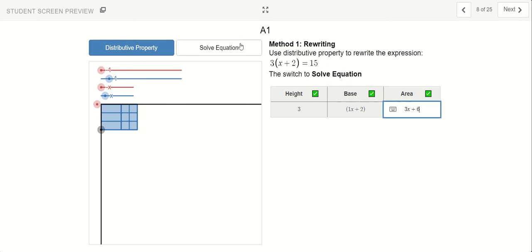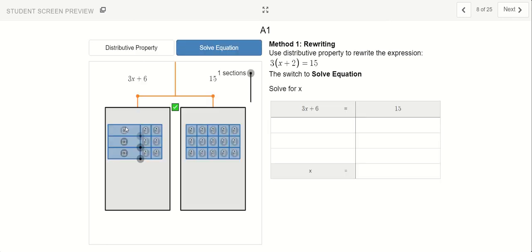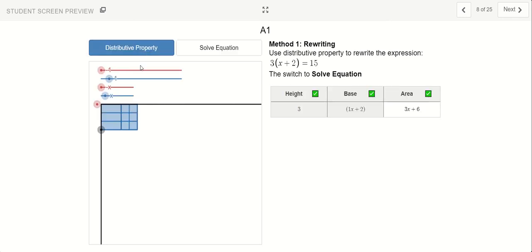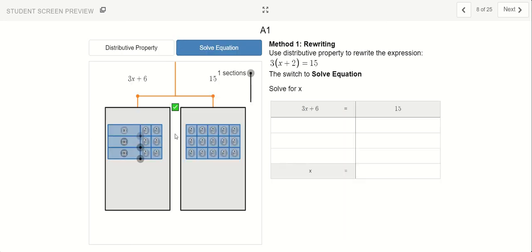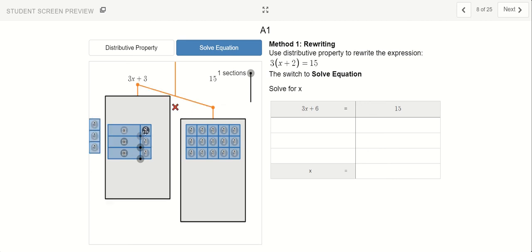So now let's go into solving the equation. Notice that the same tiles appear right here. So again, I converted 3 groups of x plus 2 into 3x plus 6. And now we can solve this equation. The first step in getting x by itself is getting rid of everything next to x. So let's get rid of all 6 of these tiles. I'm going to subtract 6 over here.